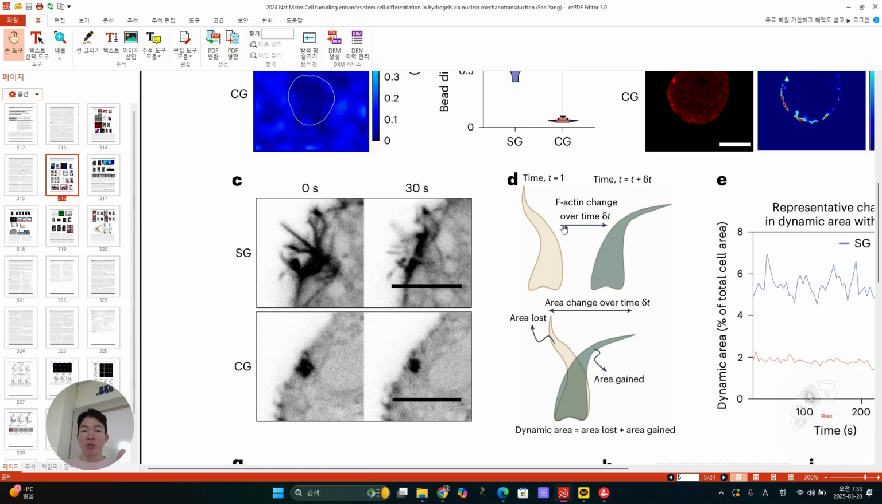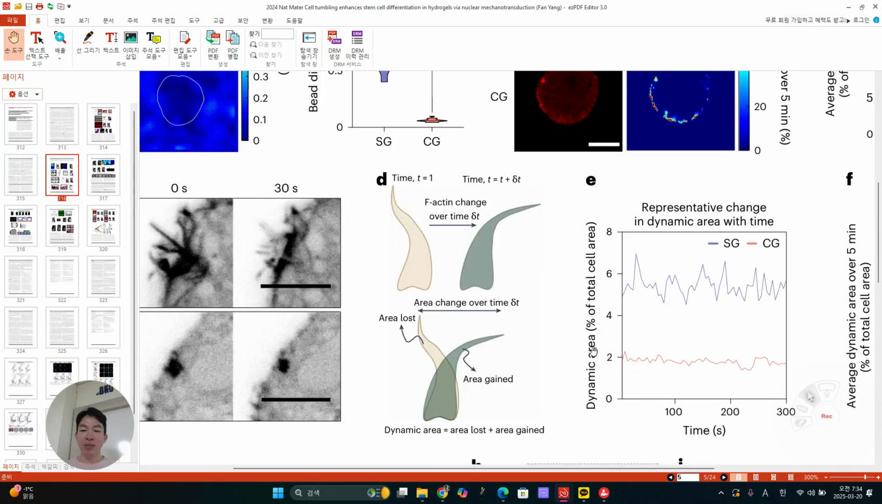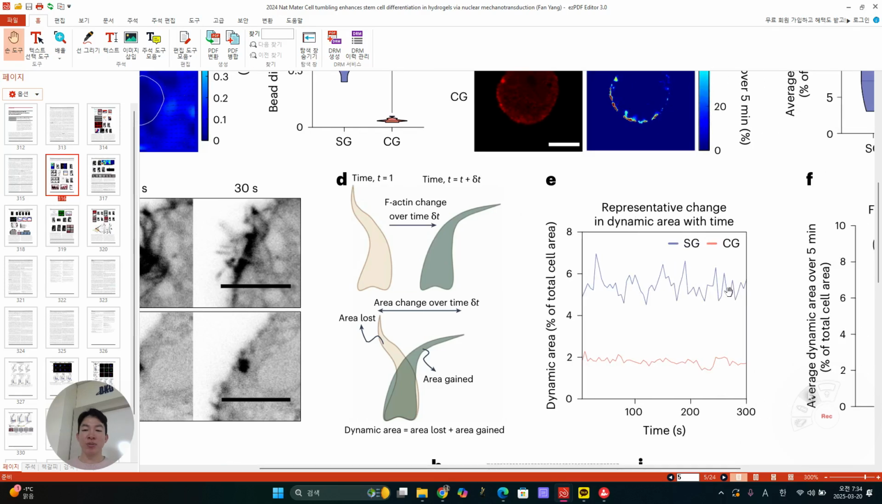Then you know this changes over 30 seconds, like this and that. And then they calculate the lost part from the beginning, and similarly the gained part. They combine them together as a dynamic area. So the dynamic area as a percentage of total cell area is actually quite a lot, 5% always. But CG, they don't move much. And over 5 minutes, how much do they change? Average 5% here, but CG has less.